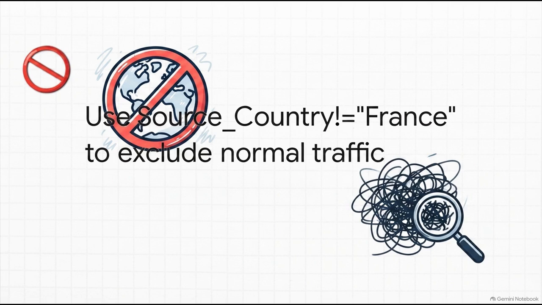Now, take a look at the syntax here. Notice the exclamation mark right before the equals sign. Source country not equals France. SPL isn't just about finding specific matches. It's honestly incredible for excluding data to cut through the noise. This specific query filters out normal traffic by counting every single event that originated from everywhere in the world except France. It is a fantastic technique when you're hunting for anomalies.